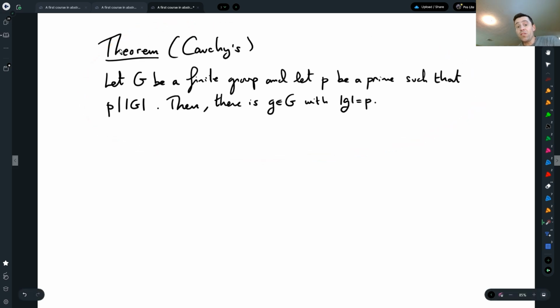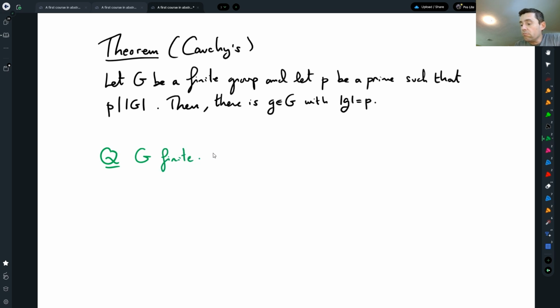Remember that in our previous video, we used group actions, the class equation, to prove Cauchy's: the fact that if you have a finite group and P is a prime divisor of the order of the group, then there is an element of order P. So a natural question is now, suppose G is finite, and we have a power of a prime that divides the order of the group. Well, is there an element of order P to the R?